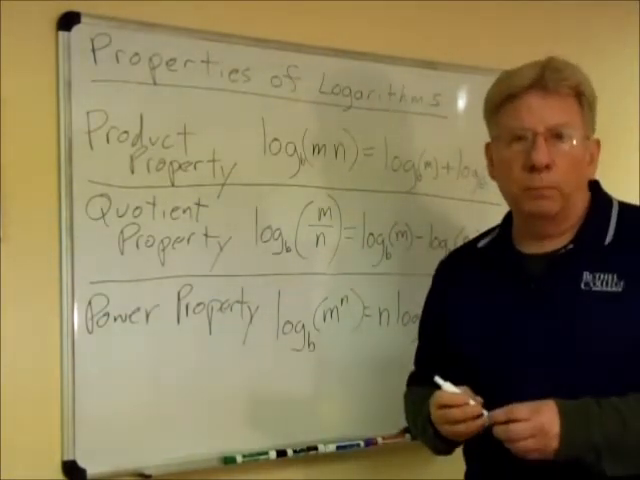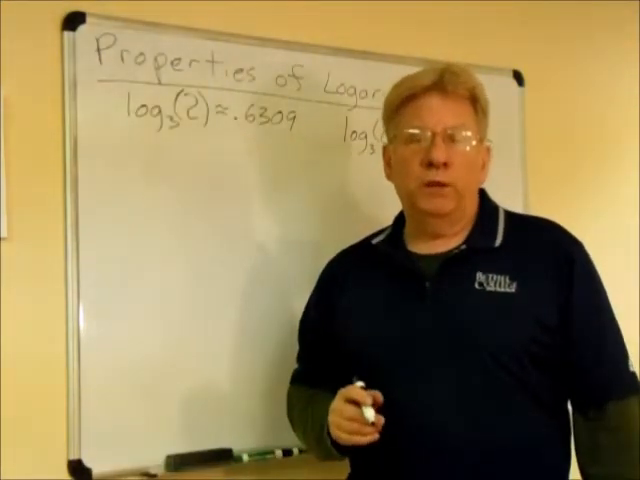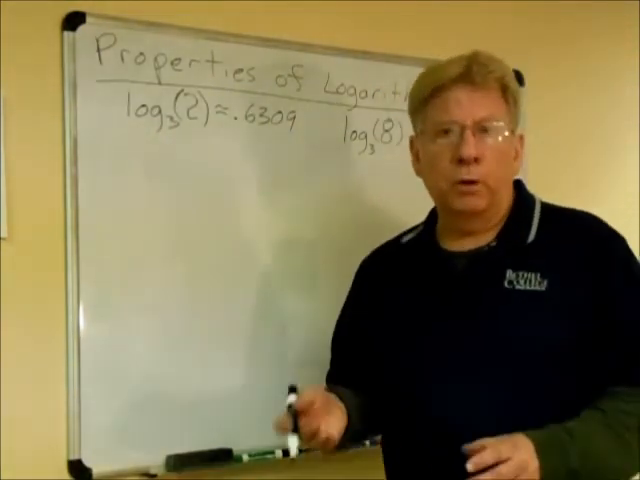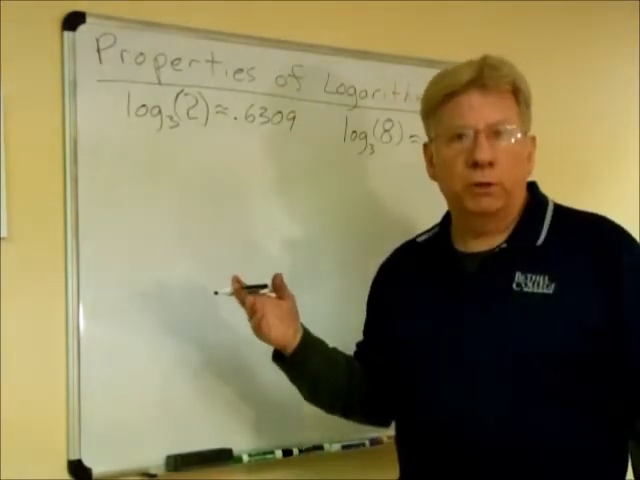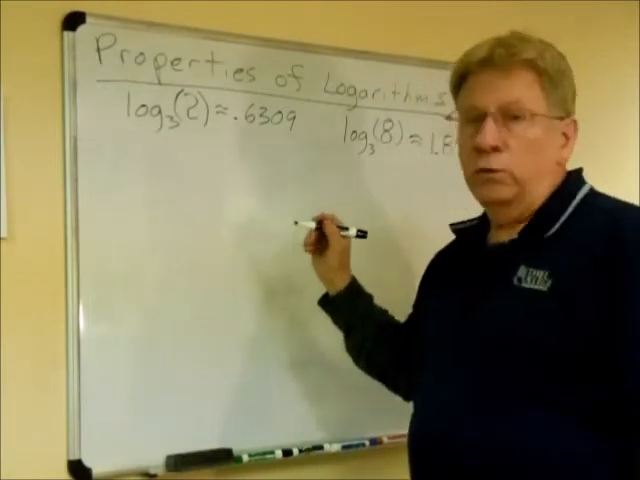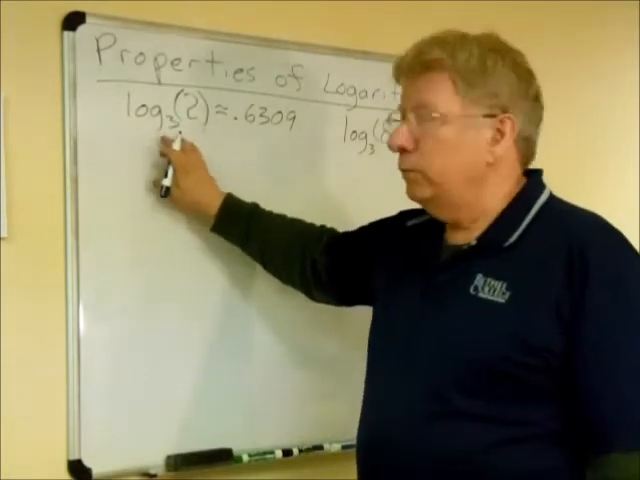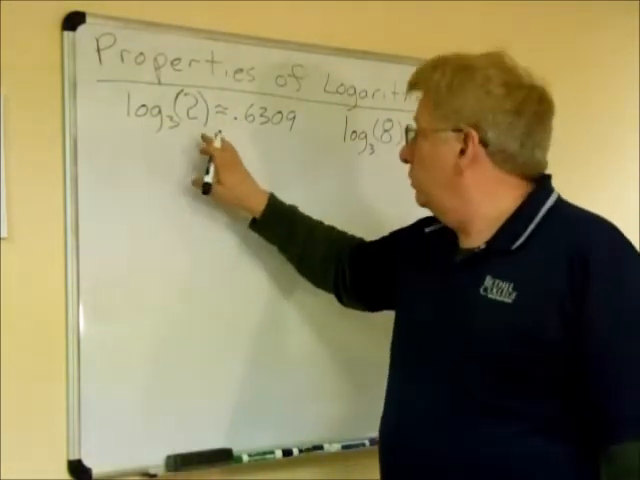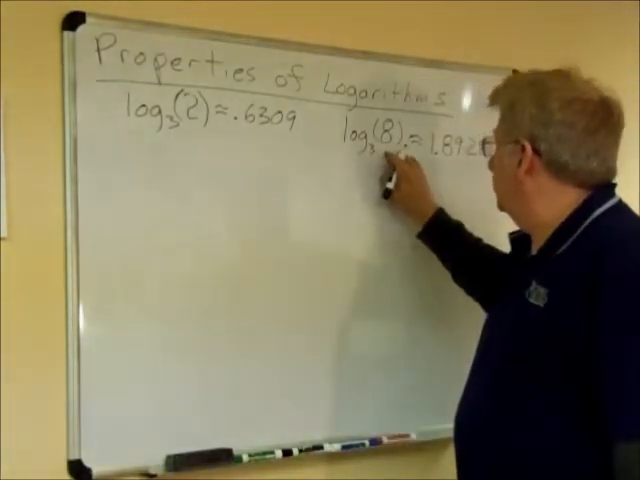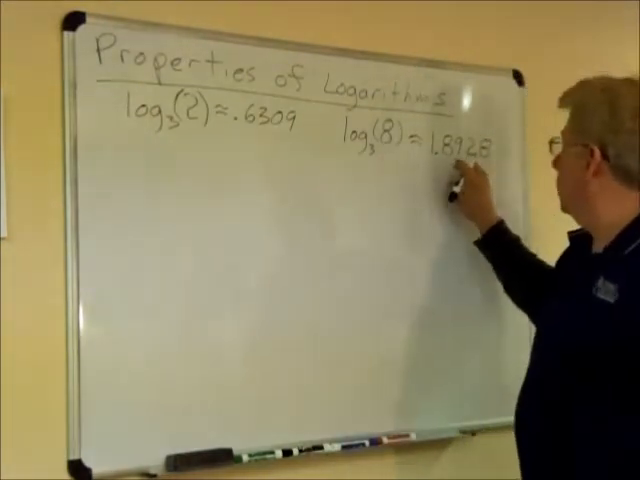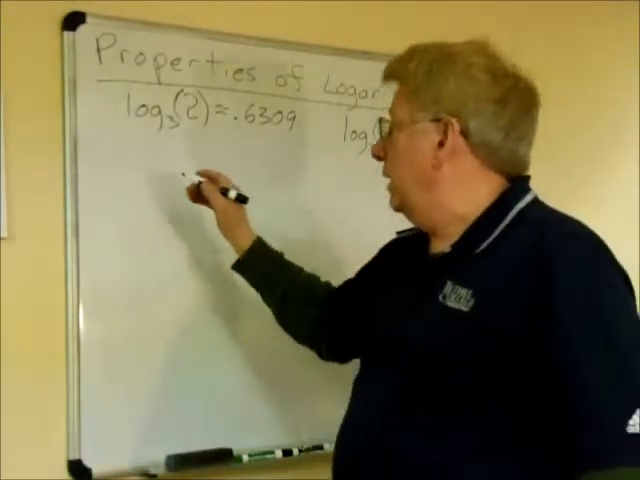So those are three basic properties that we can use as we manipulate logarithms. Once we know the basic properties of logarithms, like the product property, the quotient property, and the power property, now we're ready to manipulate a few expressions using those properties. But to do that, we're going to have a few givens. Let's say that we know that the log to the base 3 of 2 is approximately 0.6309. Let's say we know the log to the base 3 of 8 is approximately 1.8928. We're given those.